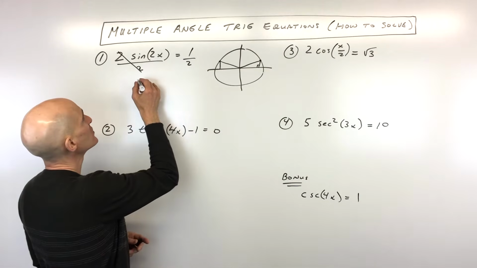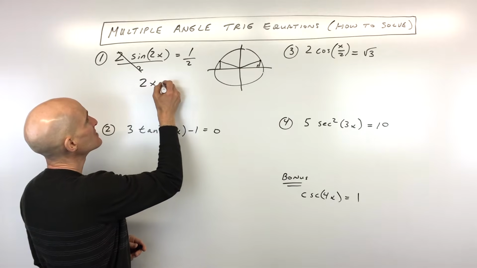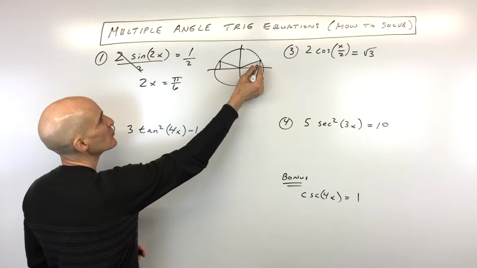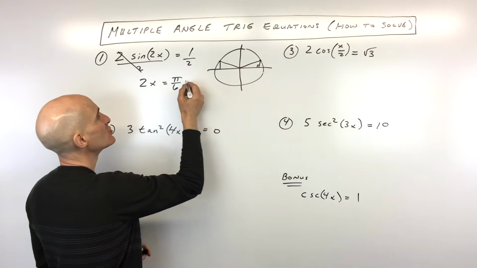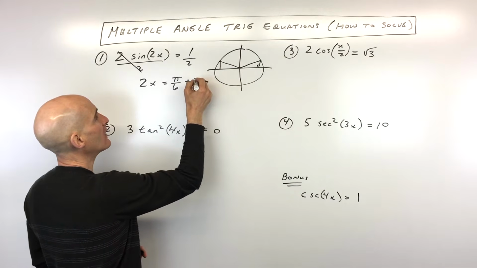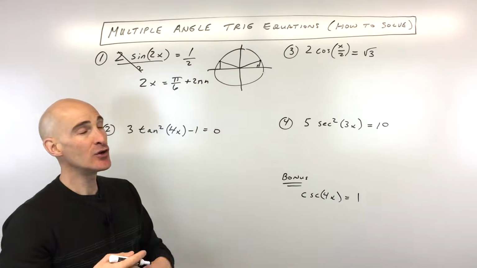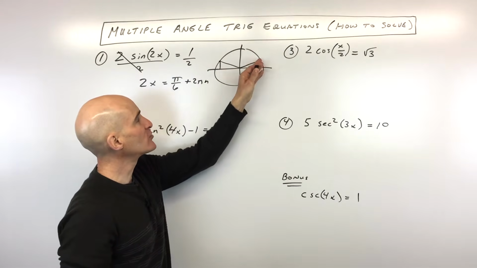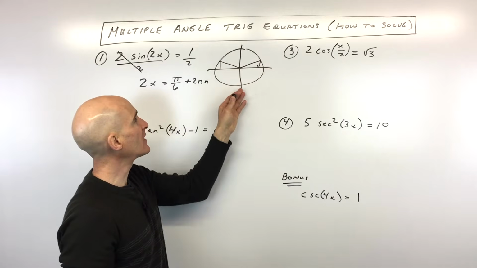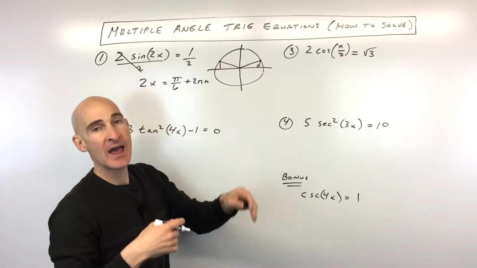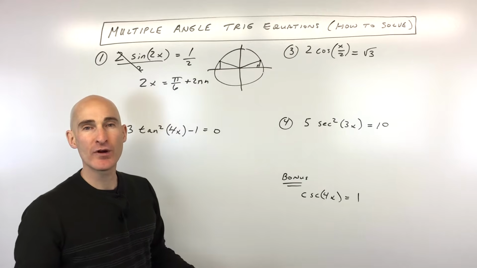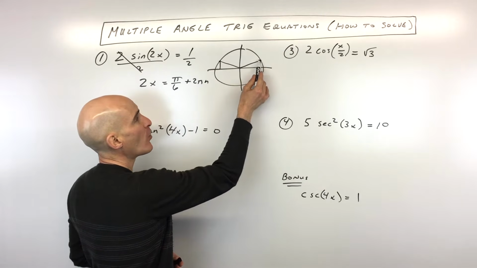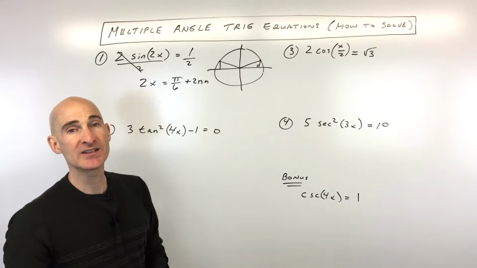And so we're going to say that 2x is equal to pi over 6, which is 30 degrees, plus 2 pi n, where n is an integer, meaning you can add 2 pi, that's like going once around the circle. You can add another 2 pi, or you could add a negative 2 pi, negative 4 pi. If you keep going around, 2 pi is one revolution. You're going to end up in the same point on the circle where the sine value, the y coordinate, is equal to positive 1/2.